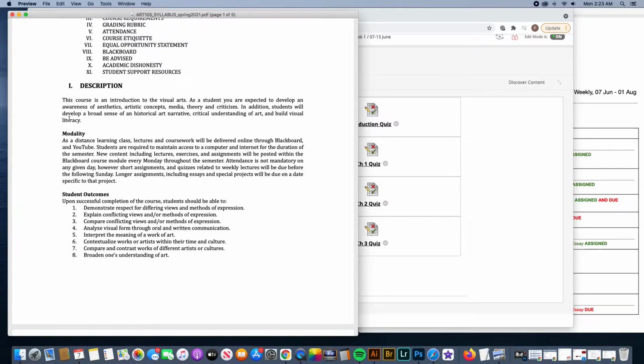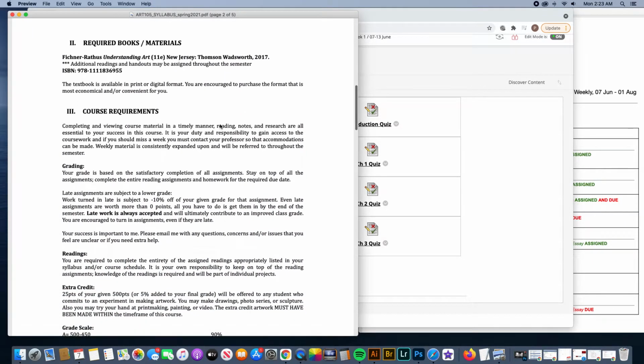The modality. As you know, this is an asynchronous distance learning course. And what I mean by asynchronous is that you do not have to be online at any given time. You just have to get work done within a given time frame. Like I said, the week begins on Monday and goes till Sunday. So all the work, all the quizzes need to be in by Sunday.